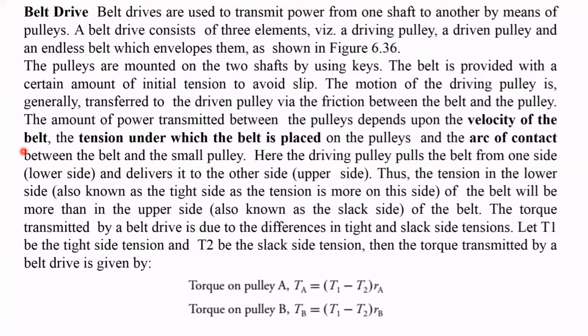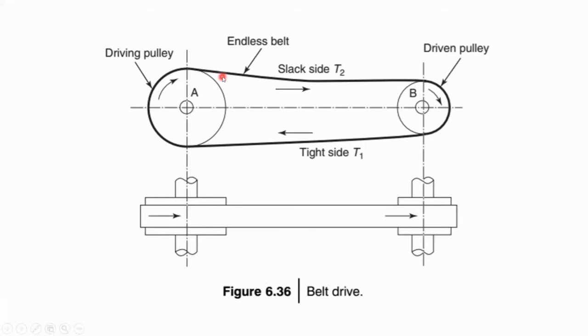Based on these three factors, the power transmission by the belt drive depends. One is velocity of belt, second is tension in the belt, and third one is arc of contact between the belt and pulley. Okay, and see this. This is the belt drive. Here we have two pulleys, pulley A and pulley B. Here pulley A is the driving pulley and this is the driven pulley.